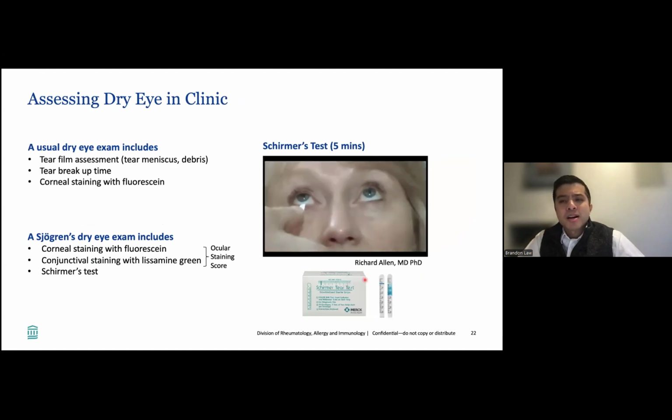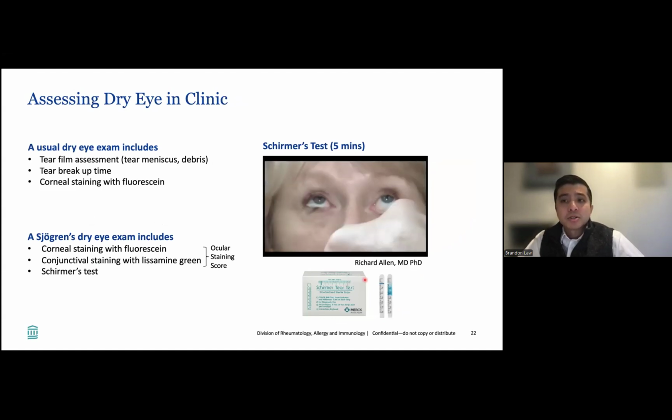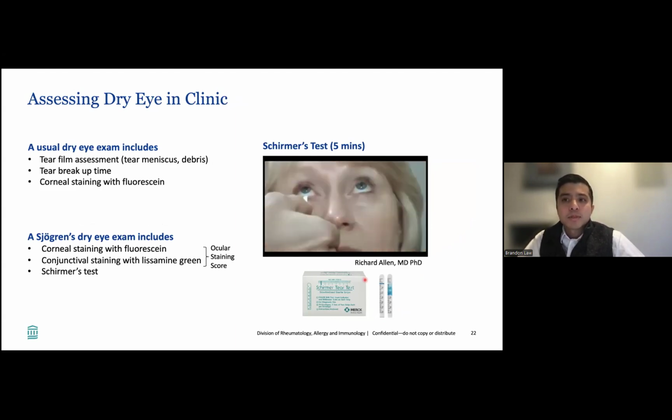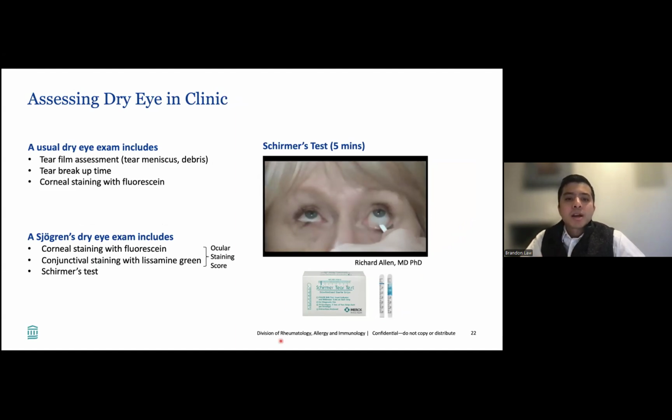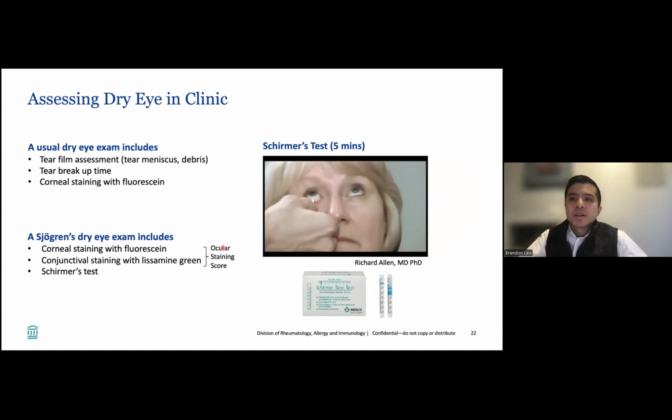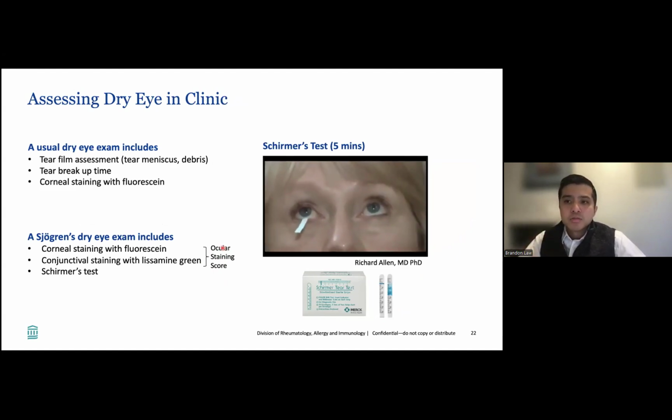So assessing dry eye in clinic is something that I think is underutilized, but something that is important to do. And so a Sjögren's dry eye exam could include either seeing an optometrist or an ophthalmologist. I would recommend that patients that are concerned about this, or if there's a clinical concern, obtain something called an ocular staining score, in which a provider will put basically dye into the eye and look with a special instrument for evidence of dryness of the eye. There's also something called a Schirmer's test, which is what this video is showing right here.